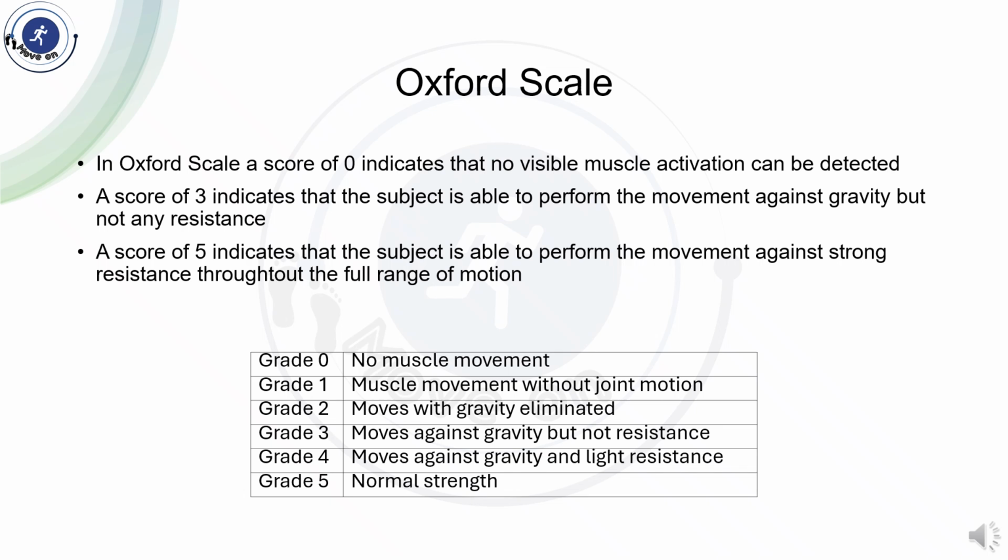In the Oxford scale, a score of 0 indicates that no visible muscle activation can be detected, whereas a score of 5 indicates that the subject is able to perform the movement against strong resistance throughout the full range of motion. A score of 3 indicates that the subject is able to perform the movement against gravity, but not against any additional resistance. Scales such as the Oxford scale serve as crude measures of muscle strength, but because the method is entirely subjective, certain challenges are associated with its use.